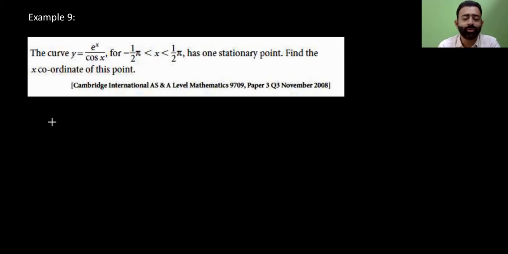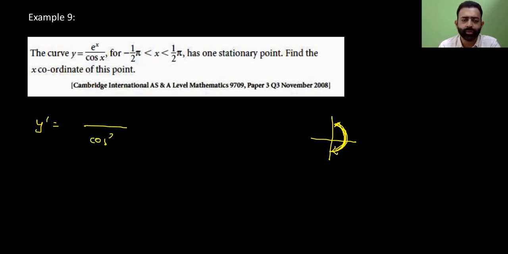So the quotient rule we will apply, and it says that the curve has only one stationary point between minus pi by 2 and plus pi by 2. Minus pi by 2 to plus pi by 2 means the first and fourth quadrant. First thing is this, and for angles we have to measure, one is anti-clockwise, another is clockwise. Positive values are for anti-clockwise, negative is for clockwise. Okay, so let us differentiate this using the quotient rule.